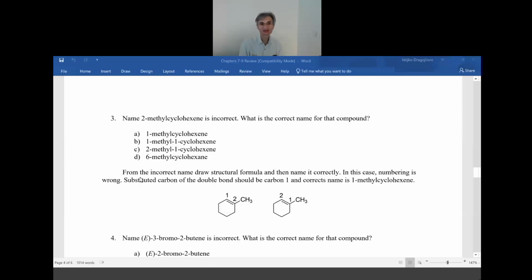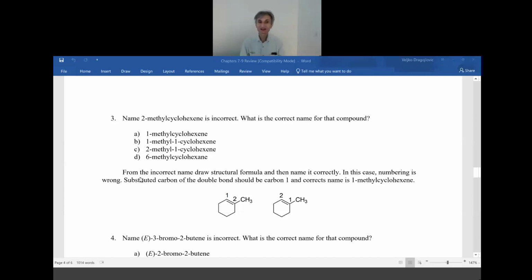Question number 3. The name 2-methylcyclohexene is incorrect. So what is the correct name for that compound? And then you have 4 choices. Now, the previous questions, first and second, were what we call closed questions, which means when you have a product, you have to look at 4 possible choices, because one of them must be correct, and you don't really want to consider any possible reaction outcome, because one could think about additional outcomes that may not be offered as choices, and you don't want to waste your time thinking about, let's say, a tribromo compound or something like that as a product.